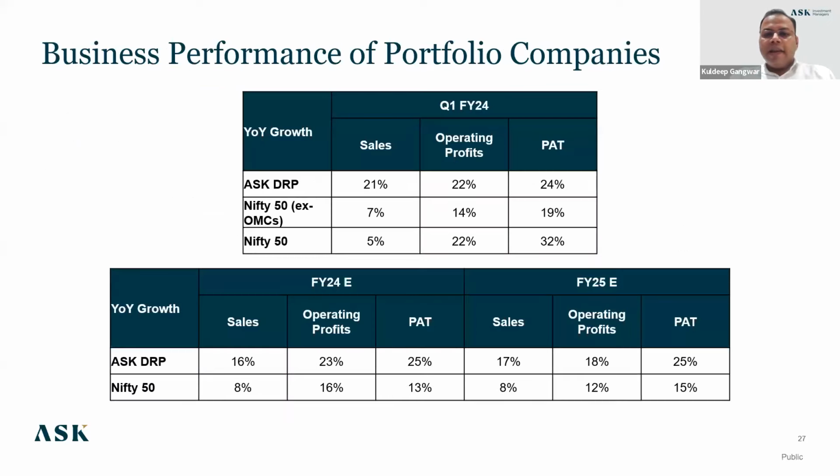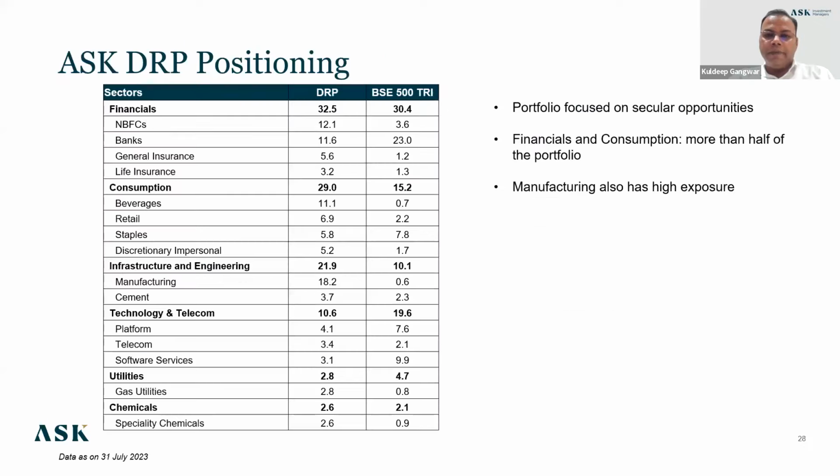So this is the snapshot of how Q1 FY24 was for DRP as a portfolio overall. There was 21% sales growth, operating profit growth was 22%, and PAT growth was 24% or so. For full year FY24, we believe the portfolio should deliver 25% earnings growth, and the same is the case for FY25. So it's a significant markup vis-a-vis what we believe for the overall Nifty 50.